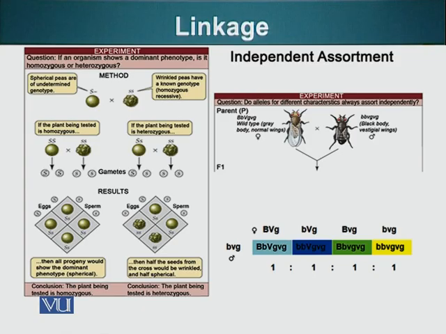What we would get, as you can see on the screen, is that if the alleles for these two genes were independently assorting, we will be able to make these following four gametes from the parent with gray body and normal wings. These are the four gametes this particular fly will be able to produce. However, the homozygous recessive, small b small vg, will only be able to produce one type of gamete right here.